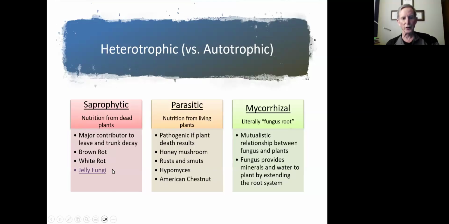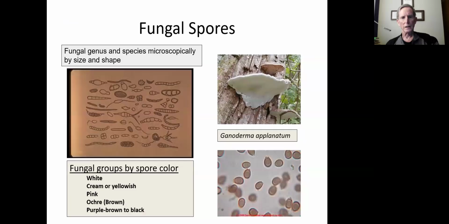You'll notice that jelly fungi are in that list of saprophytic fungi, which is they live on things that are already dead. I don't know of any parasitic jelly fungi, although I would not rule out the fact there might be one. And there aren't very many parasites among the fungi. But this other one we're not going to talk at all about tonight is the most important, at least from the standpoint of the forest, that is now the wood wide web, the mycorrhizal relationship between mushrooms and trees and plants in general. So that's heterotrophic.